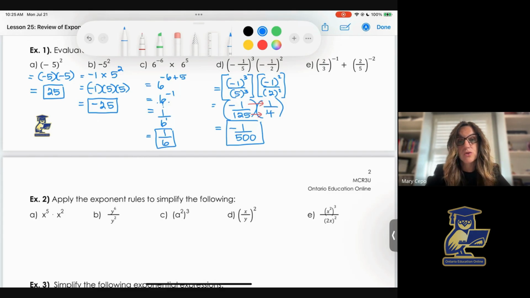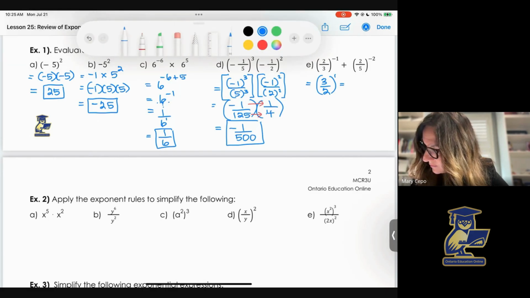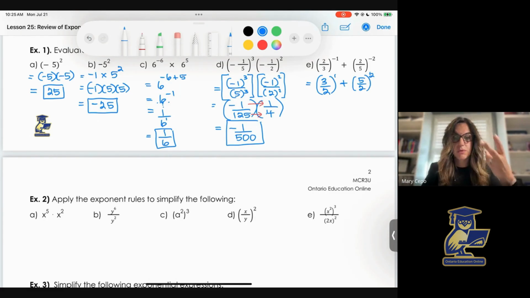So we have negative 2 over 3 to the exponent of negative 1. We're going to take its reciprocal. So this becomes 3 over 2, all to the exponent of 1, plus 5 over 2, all to the power of 2. Notice we took its reciprocal. The negative exponent rule tells us that when you take its reciprocal, the negative exponent becomes positive. Because the base was already a fraction, we can just flip.